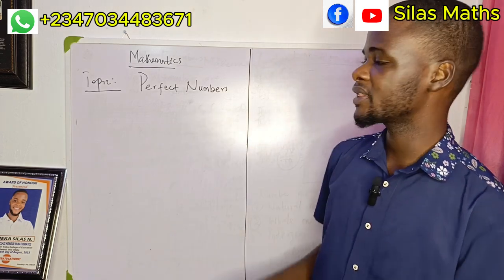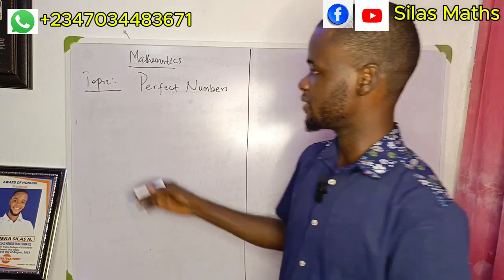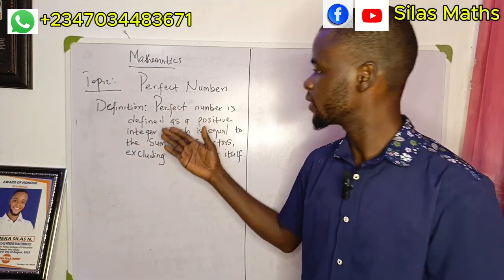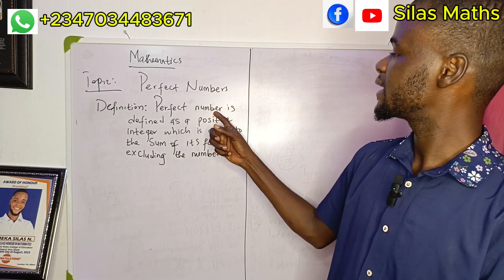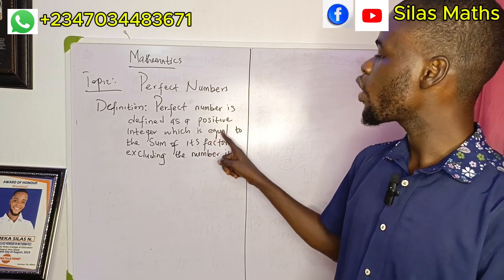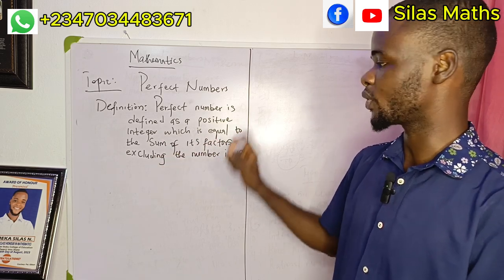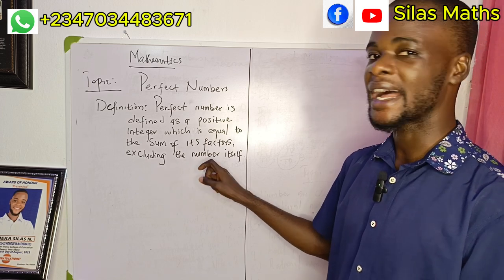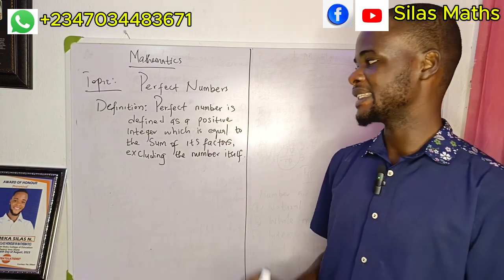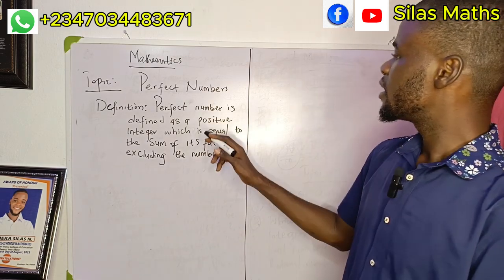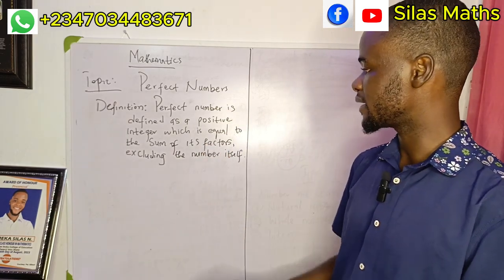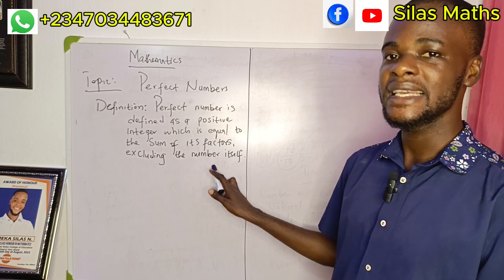So what are perfect numbers? Let's define perfect numbers. This is the definition on the board. We say that a perfect number is defined as a positive integer which is equal to the sum of its factors, excluding the number itself.